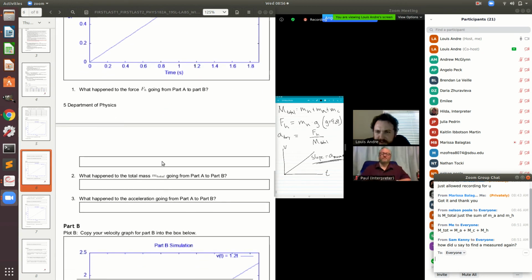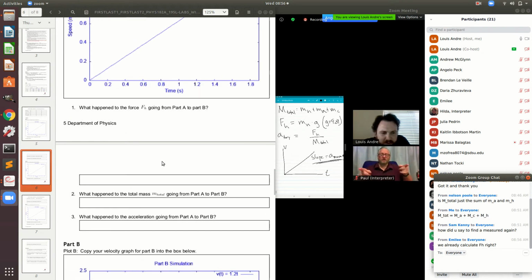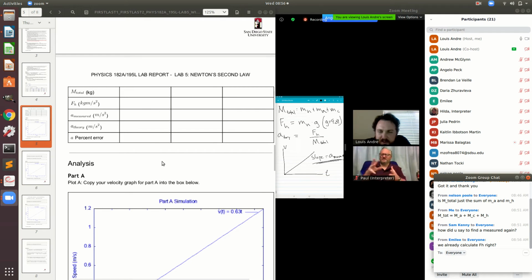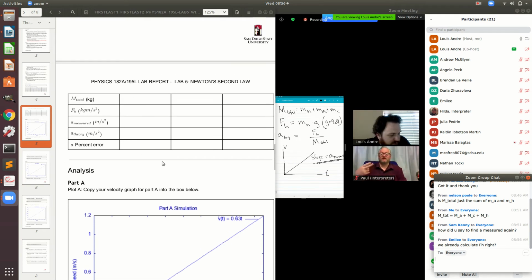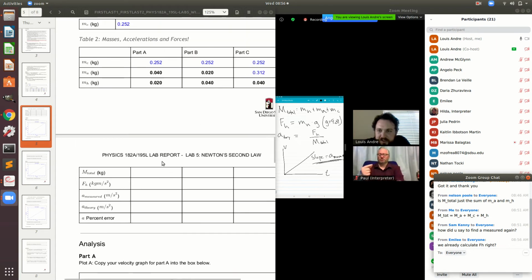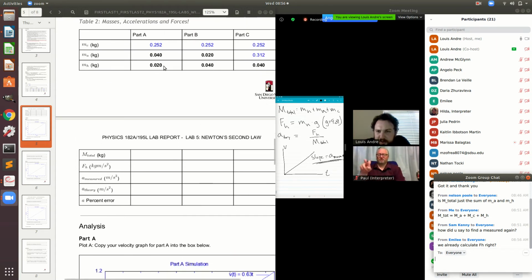The next thing here is what happened to the force FH going from part A to part B. We already calculated FH, right? FH is just MH times G. So you have MH right there for part A, it's 0.02. So you do 0.02 times 9.81, and that's going to be the FH box. Same thing over here. Part B, 0.04 times 9.81, that'll give us the FH box.